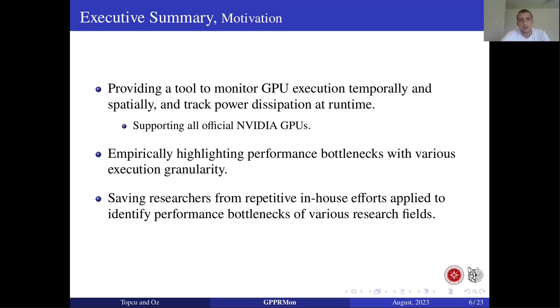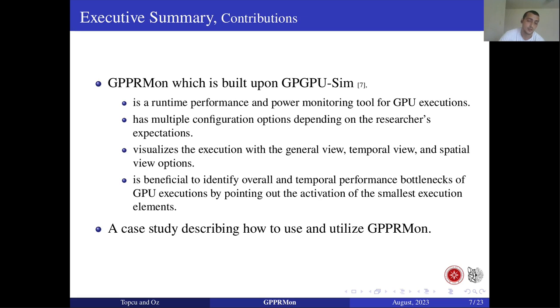Here our motivation is to provide a tool monitoring GPU execution temporally, with runtime snapshots of the GPU execution, and spatially, because the GPU is a complex and big device compared to multi-core architectures, and to track the power dissipation at runtime. One of the main motivations is to support all official NVIDIA GPUs supported by the simulator. In this way, we aim to highlight the performance bottlenecks empirically with various execution granularity. We will provide monitoring options at thread block level, warp level, instruction level, thread level, and kernel level. And we hope to save researchers from the repetitive in-house efforts applied to identify performance bottlenecks for their research.